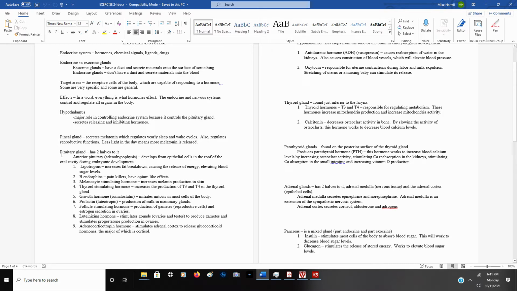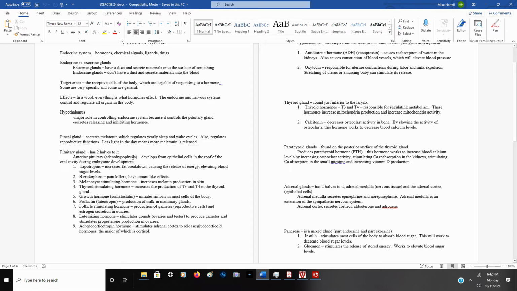Now let's come down to the pituitary gland right here. The pituitary gland has 2 very different, very distinct halves. Even though they are side by side, they've got nothing to do with each other. Each side produces its own hormones, does its own thing, does not cooperate with the other side in any way. Now the first half we want to look at is called the anterior pituitary.